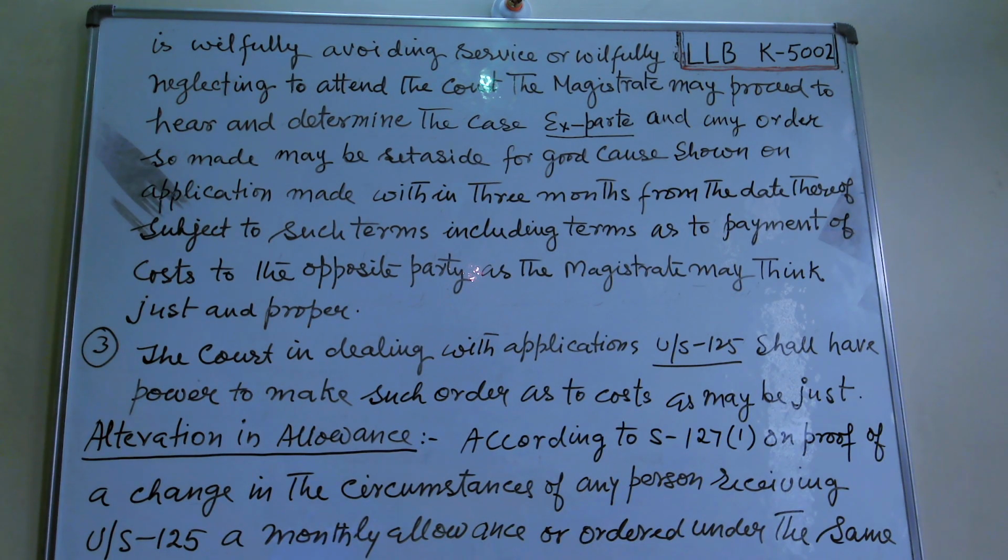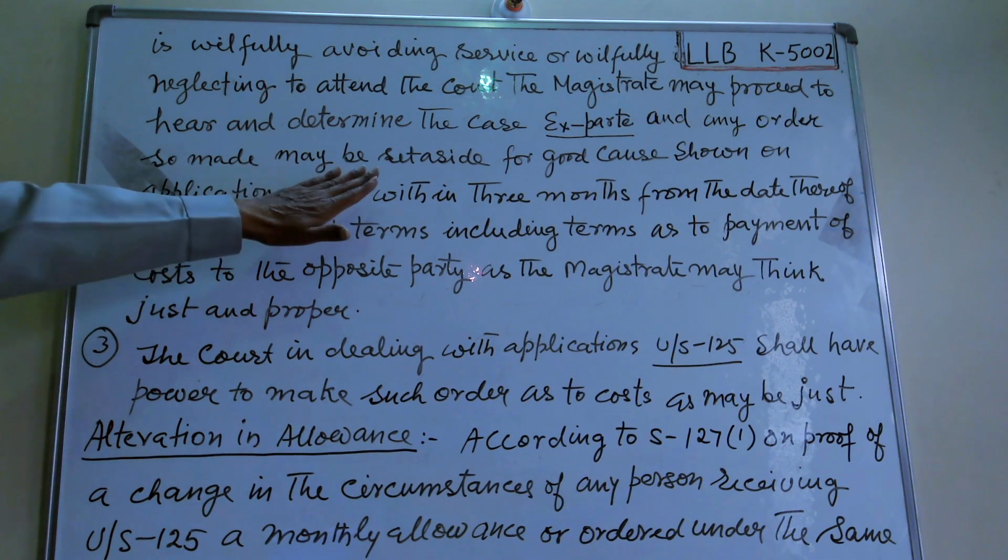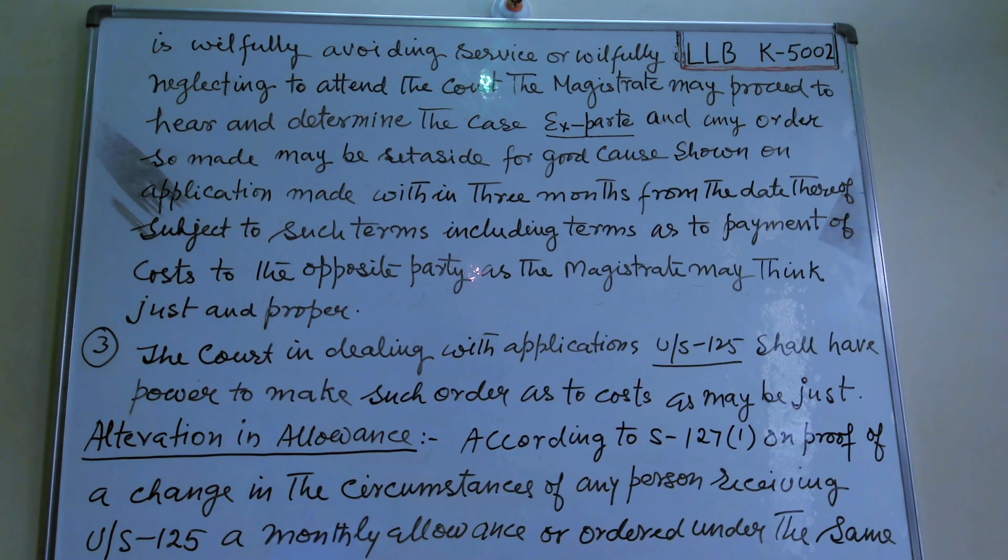If her husband did not want to attend the court, and he is making false statements or willfully neglecting the attendance of the court, then in that case the judge may determine the case ex parte, and any order so made may be set aside. The order may be set aside for good cause shown on application made within 3 months from the date thereof, subject to such terms, including terms as to payment of costs to the opposite party, as the magistrate may think just and proper.